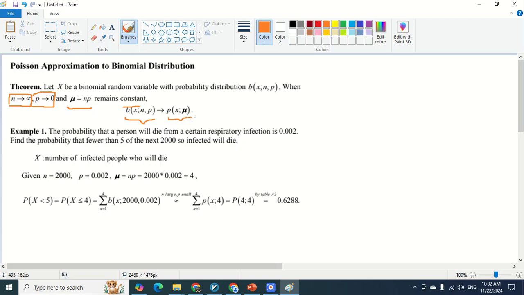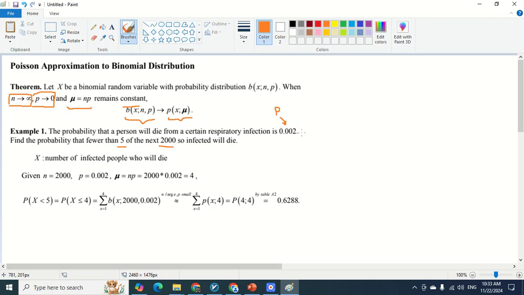So we have one example of the cases that we can consider over here, and after that one I hope that I can solve one more example. The probability that a person will die from a certain respiratory infection is 0.002. So as you can see, the probability of success over here is given by the small value 0.002. Find the probability that fewer than 5 of the next 2,000 so infected will die. So it means that we have 2,000 experiments.